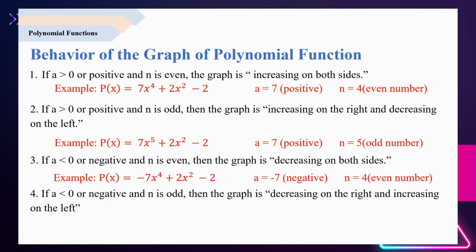The last behavior, if a is less than 0 or negative and n is an odd number, then the graph is decreasing on the right and increasing on the left. Example, p of x is equal to negative 7x raised to the fifth power plus 2x squared minus 2. A is negative 7, which is negative, n is equal to 5, which is an odd number. Therefore, the graph is decreasing on the right and increasing on the left. Always remember, a is the coefficient of the leading term, and n is the exponent or the highest degree.